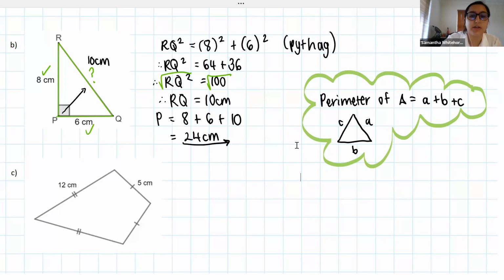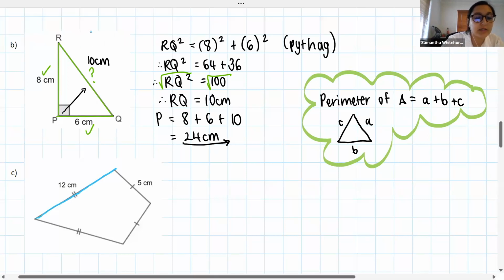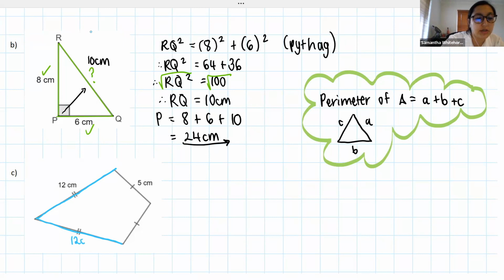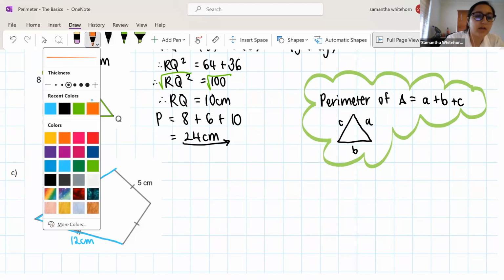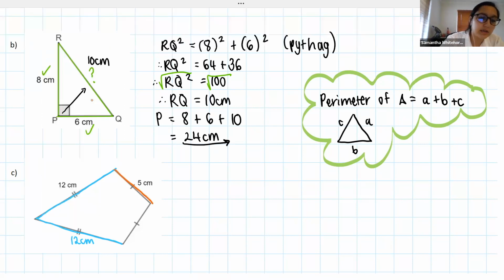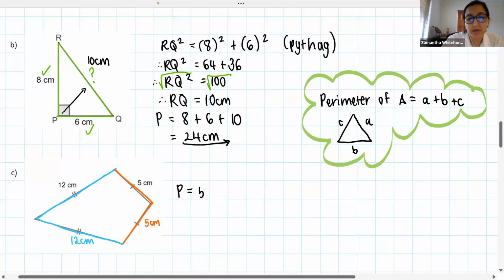Nice, grade 8s. Good. All right, so first things first, what we need to recognize is that on 2 of my sides, I've got these 2 lines, which means they are equal to each other. So those 2 sides are each equal to 12 centimeters. And then the other 2 sides are both equal to 5 centimeters because they both have one strike mark on them. So our perimeter here, again, just add up all the sides.